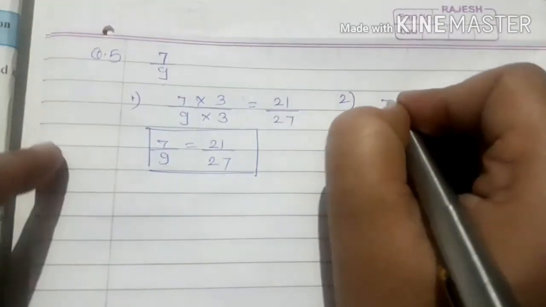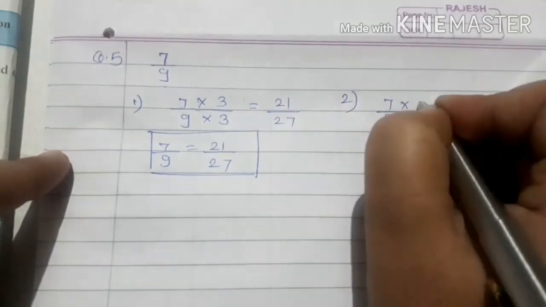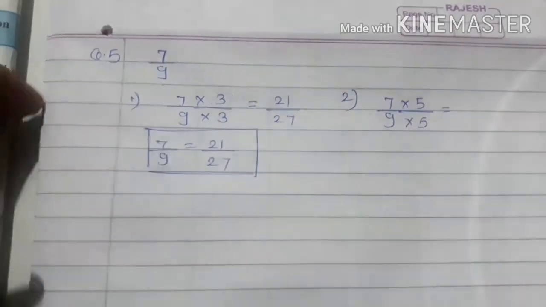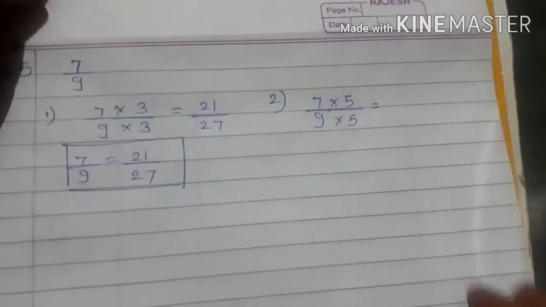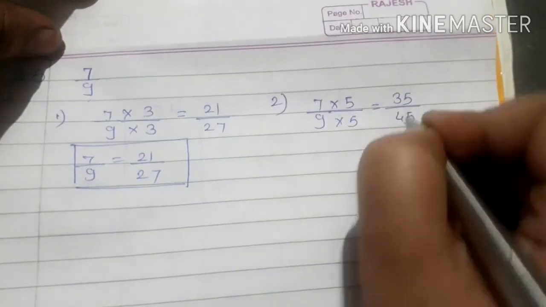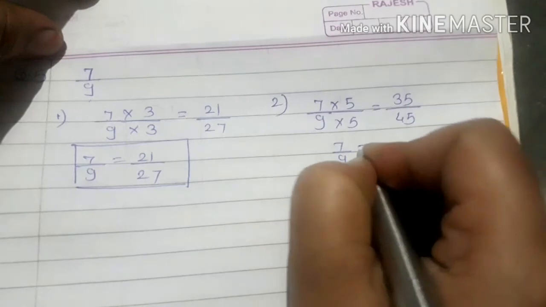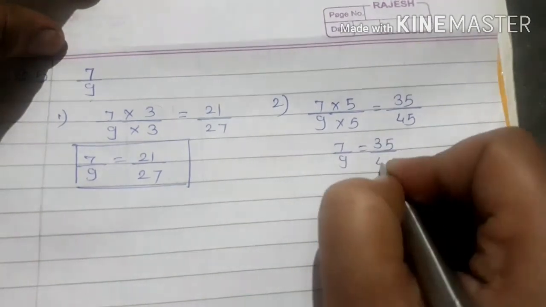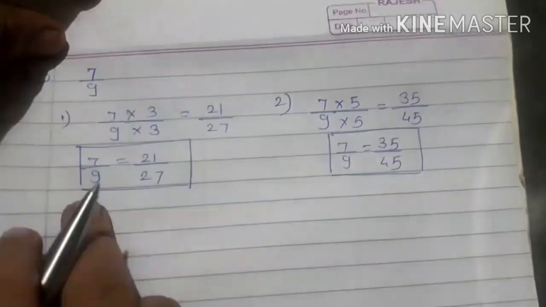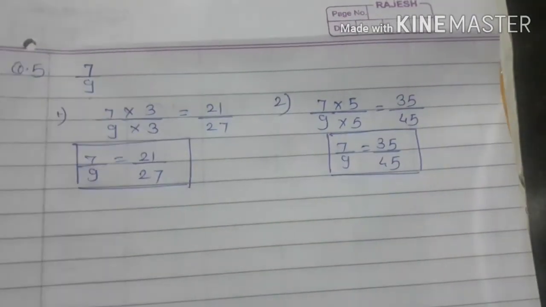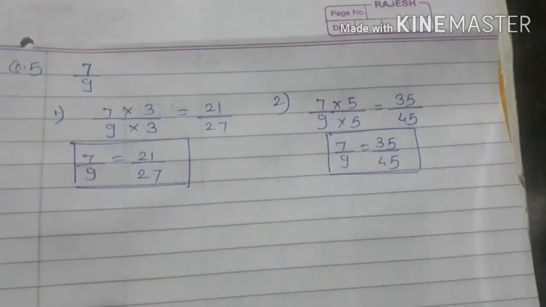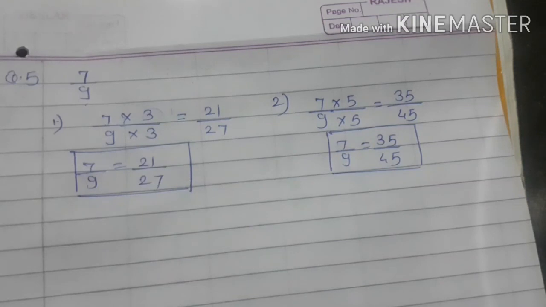So again I am taking the same fraction, but now I am going to change the number. Now I am going to multiply by 5. So here 7 5s are 35 and 9 5s are 45. So 7 upon 9 is equal to 35 upon 45. These are equivalent fractions. So these are the two equivalent fractions for 7 upon 9. Understood everyone? With your own choice you can multiply, then you get the equivalent fraction.